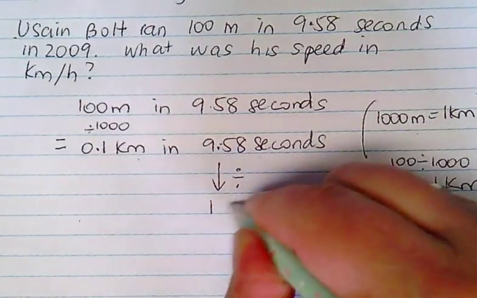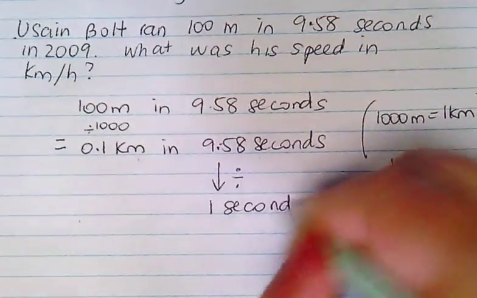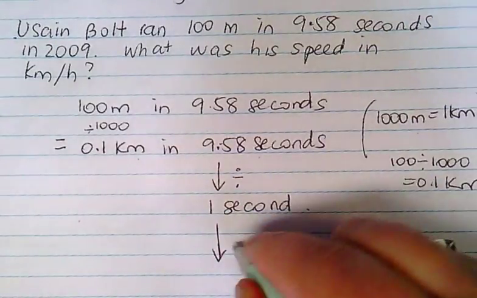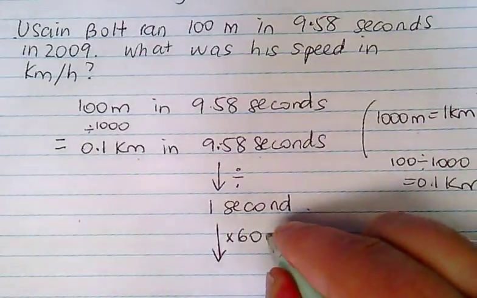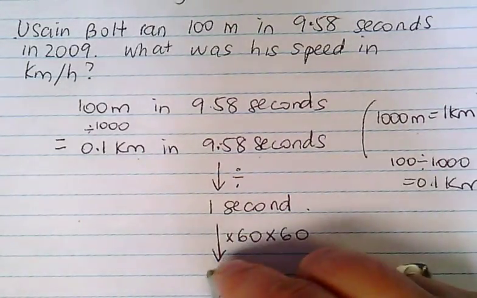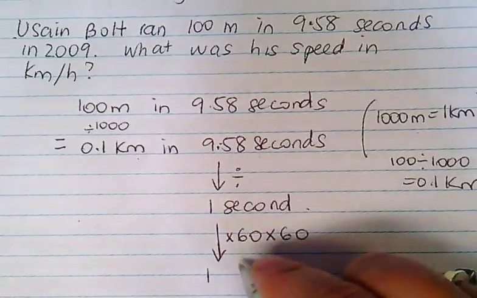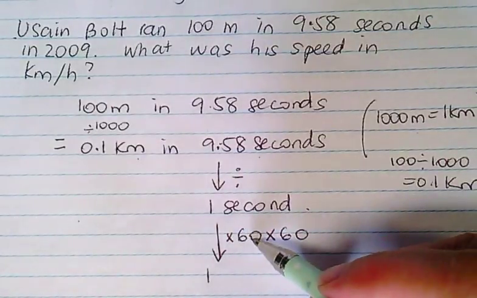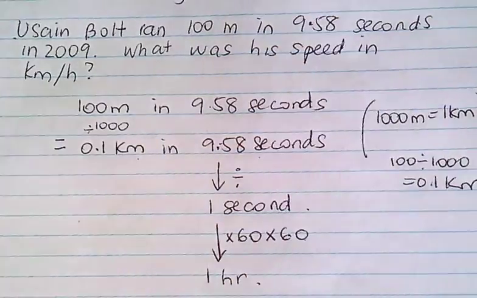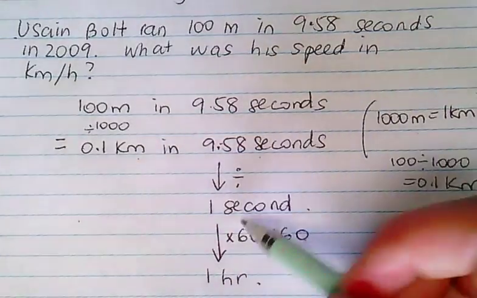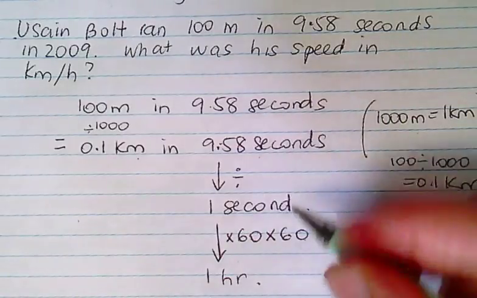If I work out what 1 second is, and then I know that to go from 1 second to a minute, I times by 60. And to go from minutes to hours, I times by 60 again. So 1 second, if you times by 60, you get 60 seconds, which is a minute. And if you times by 60 again, you get 60 minutes, which is an hour. Okay, so instead of doing this in two separate steps, let's do it in one step.